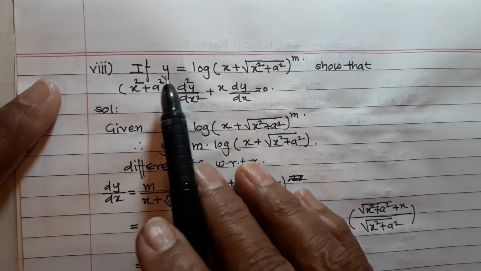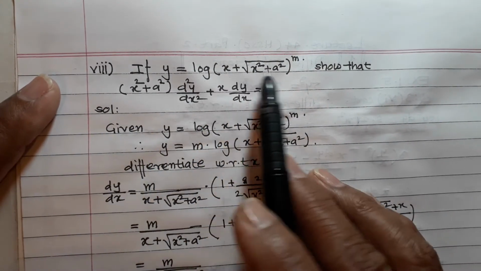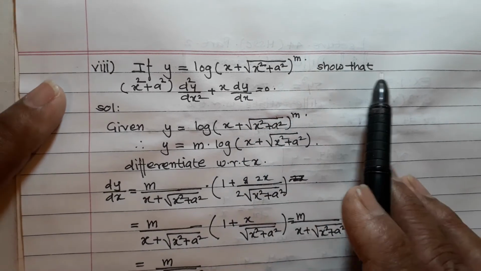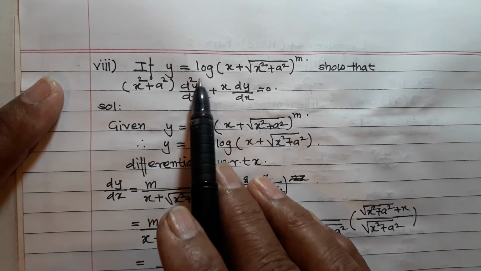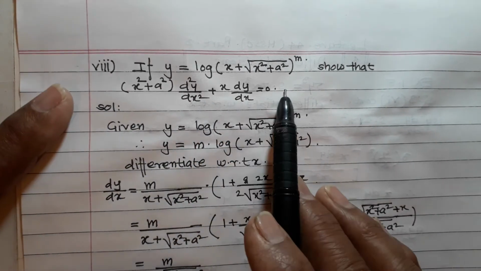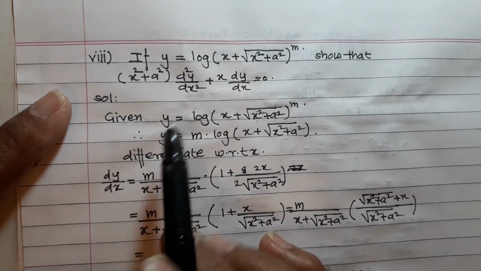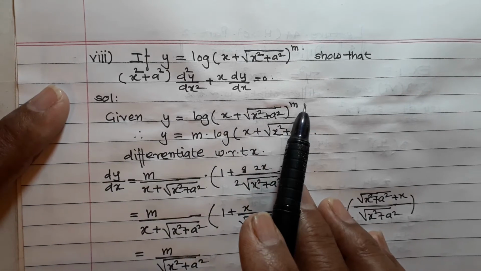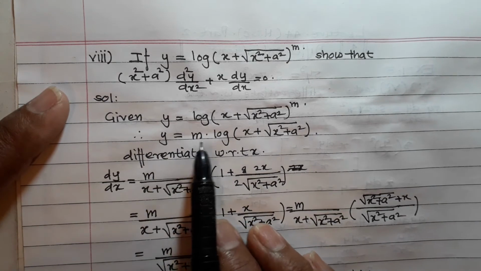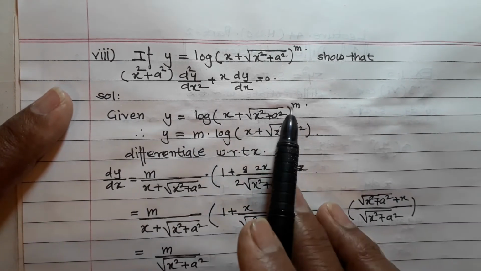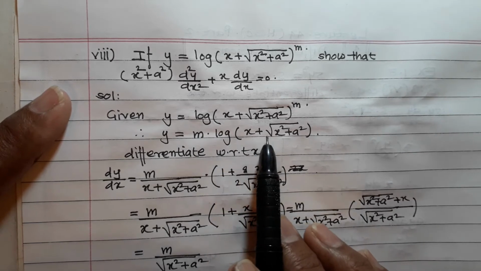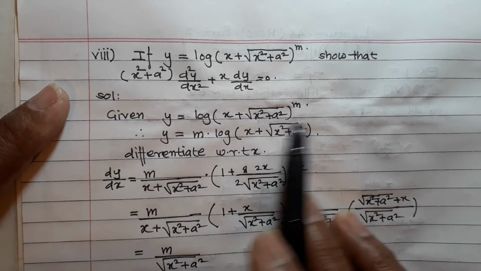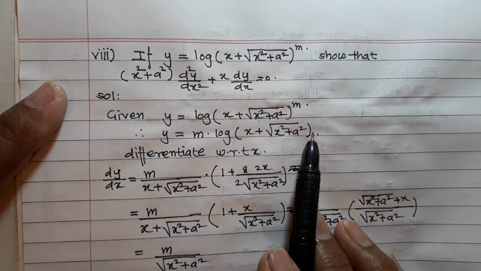Question number 8. If y is equal to log x plus root x square plus a square raised to m, show that x square plus a square d square y dx square plus x dy dx is equal to 0. Solution. y is equal to log x plus root x square plus a square raised to m. y is equal to m, this m bring here, m log x plus root x square plus a square.